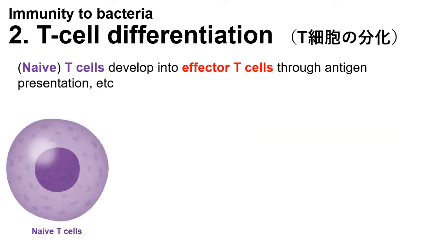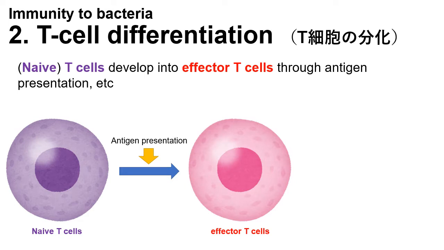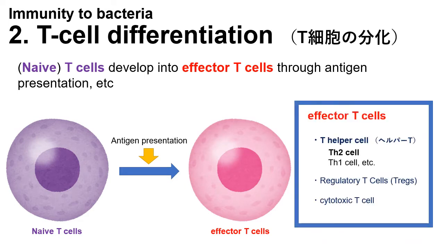Through antigen presentation and other actions, naive T cells grow into effector T cells. There are several types of effector T cells, including helper T cells, regulatory T cells, and cytotoxic T cells. And Th2 cells are a type of T helper cell.